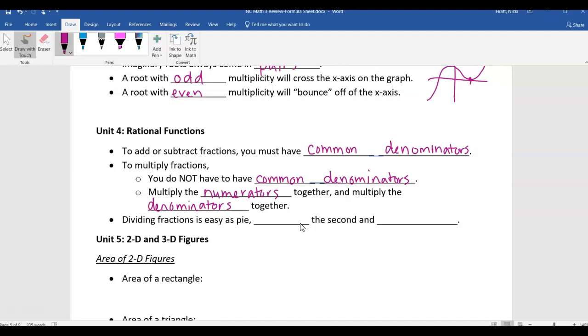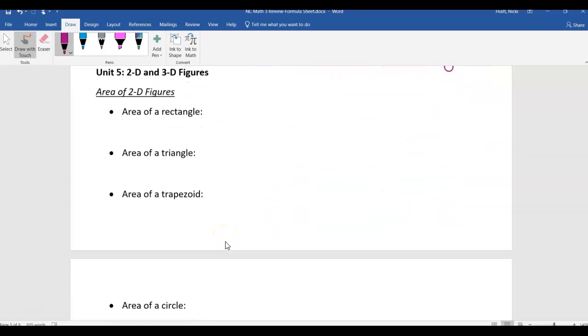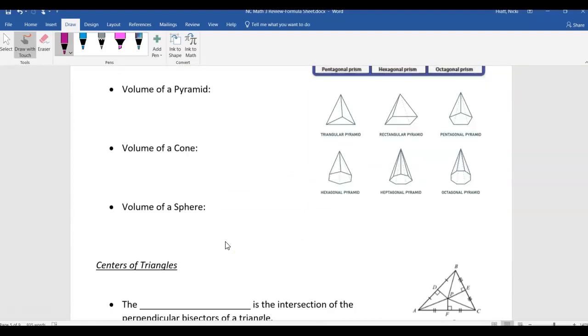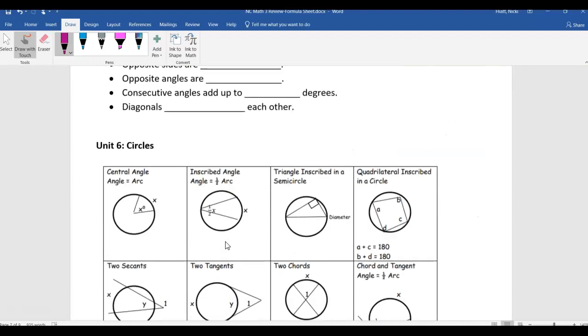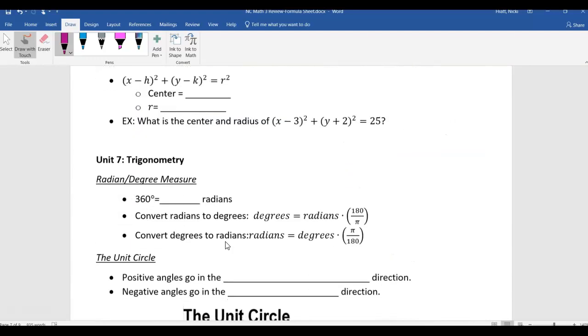And then for dividing fractions, it's easy as pie. You're just going to flip the second and multiply. So you're going to use those same rules for multiplication. So you're welcome to go through your notes and fill in the rest of this, but I'm not going to make a video for it right now because the video is going to get really long.